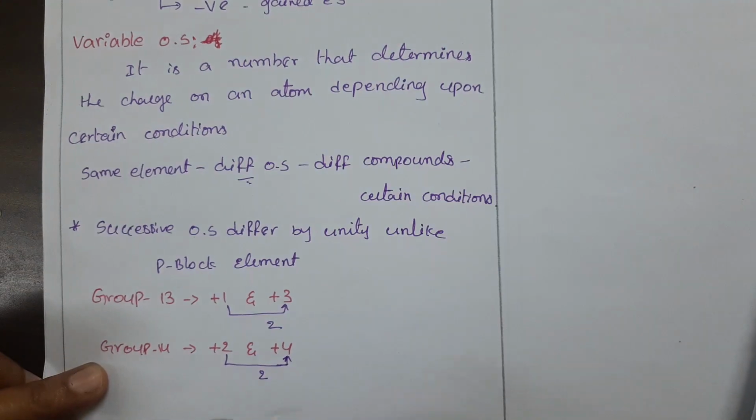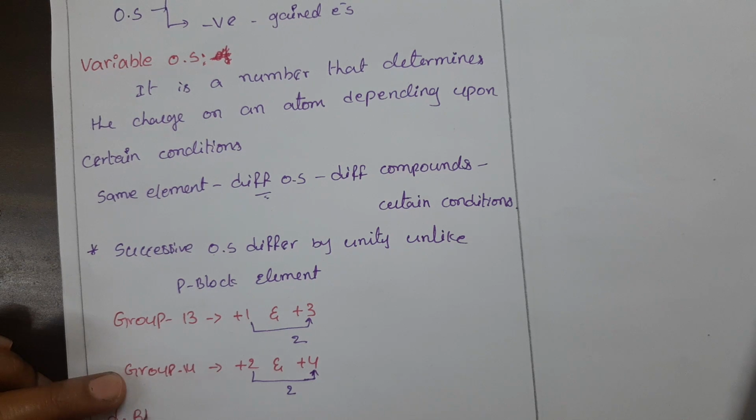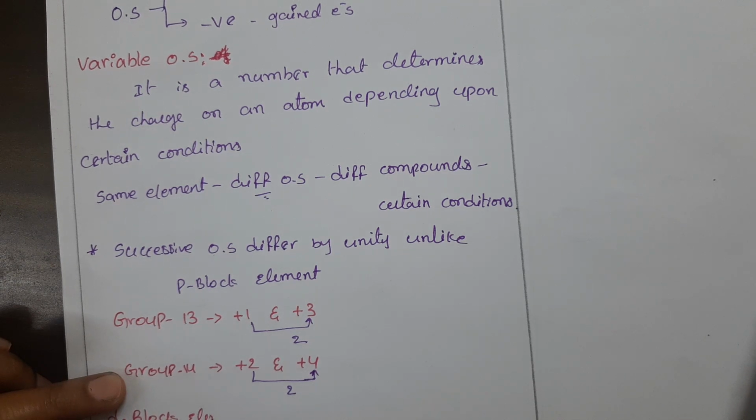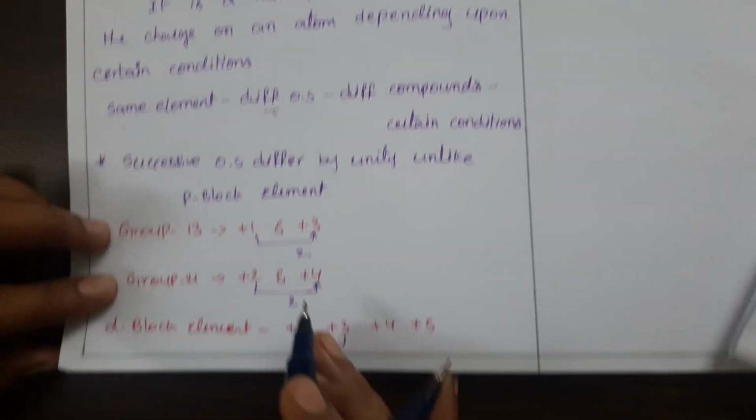Now let us see the oxidation states of D block elements. When we observe the oxidation states of D block elements, they can show the oxidation states +2, +3, +4, +5 like this. The difference between the two successive oxidation states is only 1.